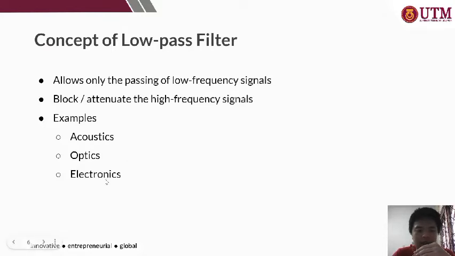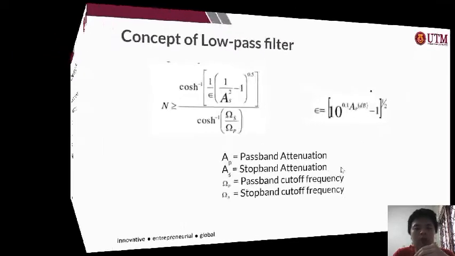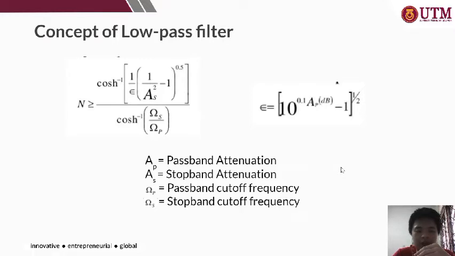And the last one, we have electronics. In electronics, we have the low pass RC filter. The RC means resistor and capacitor. Alright, so in order to design a low pass filter, first of all, we need to know about the order. This n is the order, and on the right hand side, we also have epsilon. This one we need to calculate first, and we need to substitute it into the formula of n, the order.